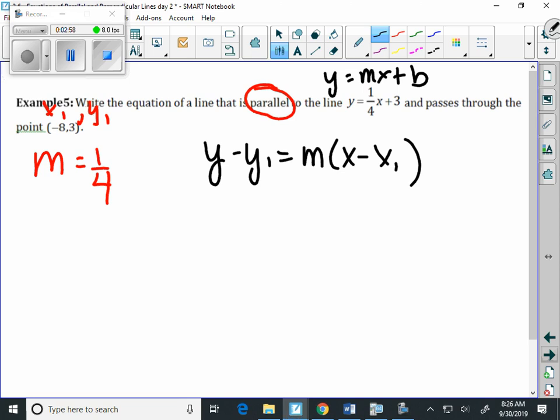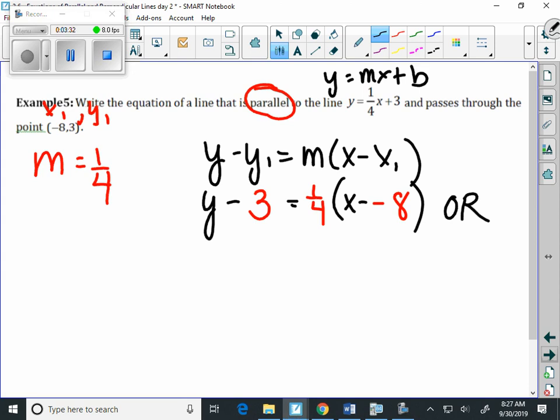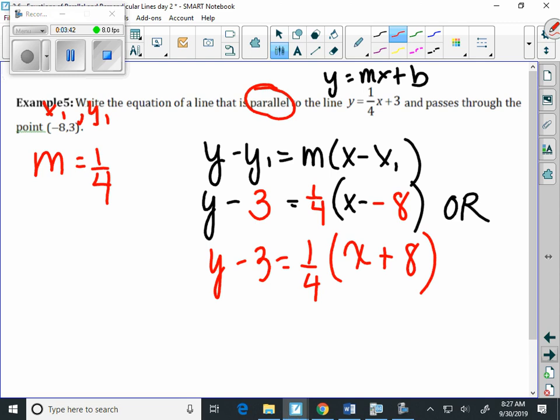I'm going to fill in these values. Our y1 is 3. Our slope is 1/4. Our x1 is -8. So our equation becomes y minus 3 equals 1/4 times x minus a -8. And to the best of my understanding, the OST test will accept that answer. But just in case, y minus 3 equals 1/4 times x, minus a negative is plus a positive.